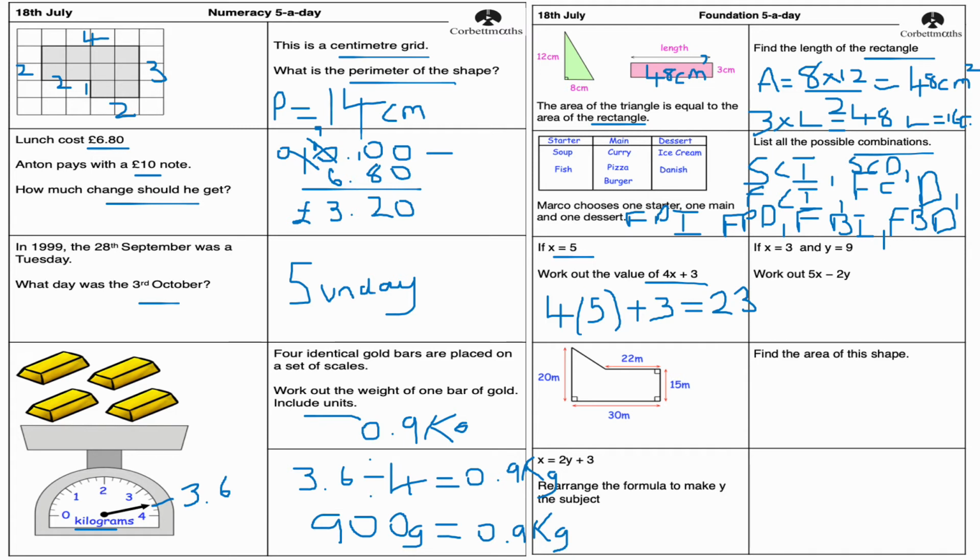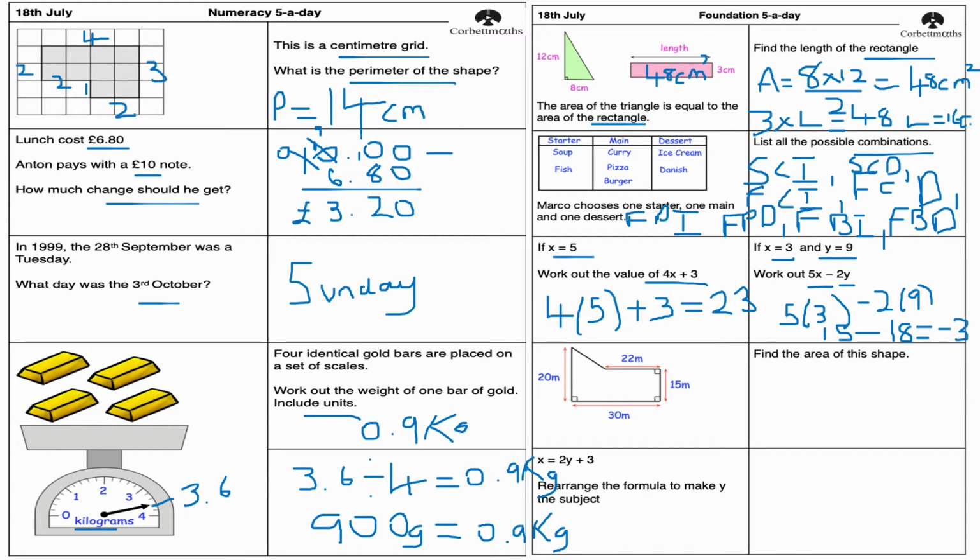Next one, if x equals 3 and y equals 9, work out 5x take away 2y. So being very careful here. It's 5 times 3, take away 2 lots of 9. Now 5 times 3 is 15, take away 2 times 9, which is 18. So 15 take away 18 is negative 3, guys.